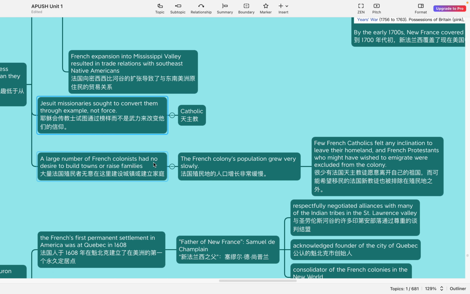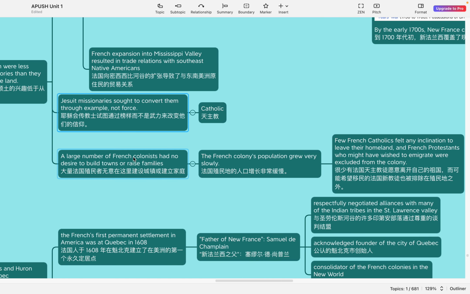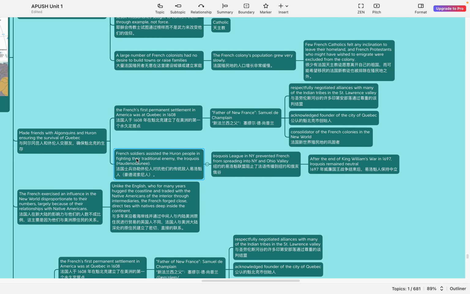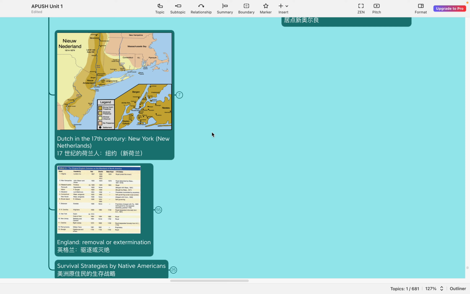After the Edict of Nantes ended religious wars in France, Catholicism remained the official religion, and Protestant emigration was restricted to avoid conflicts. The French in Quebec formed alliances with the Algonquins and Hurons, ensuring their colonies' survival.